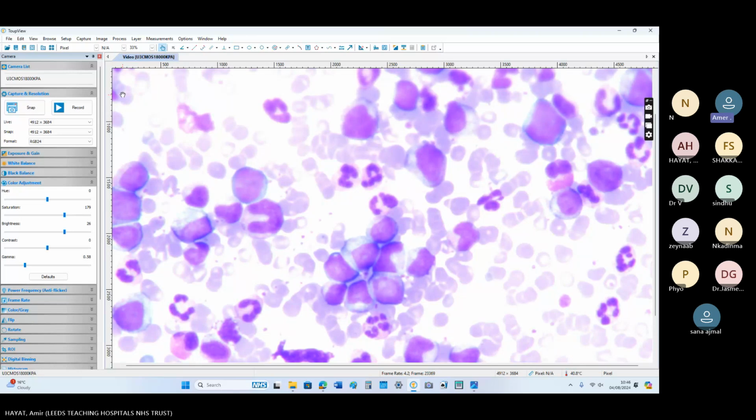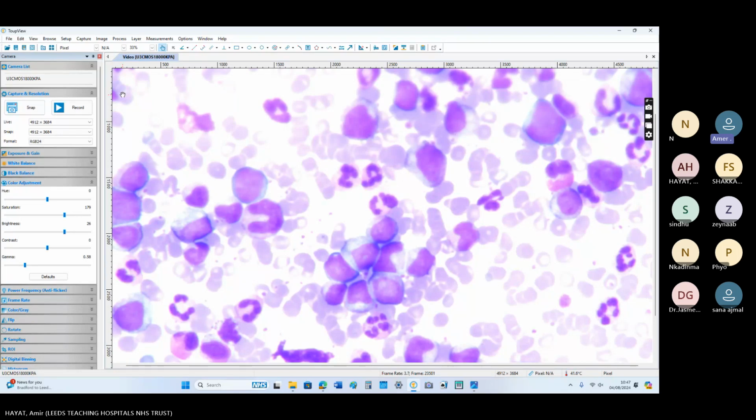Then there are three or four TKIs that you can use first line. You should remember their contraindications and side effects. Dasatinib causes pleural effusion and cardiomyopathy. Nilotinib has contraindications of neurovascular symptoms, stroke, and cardiovascular disease. Imatinib has the least side effects and contraindications. So remember this stuff.